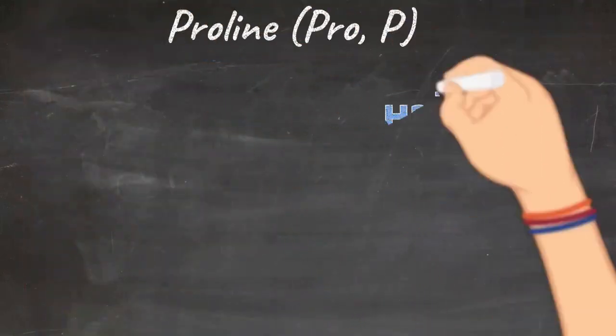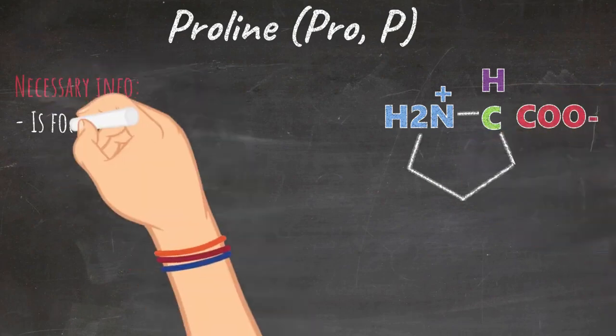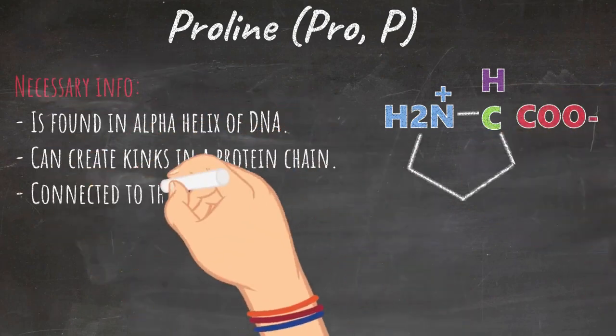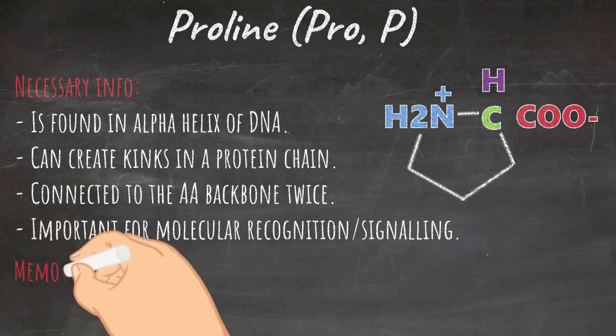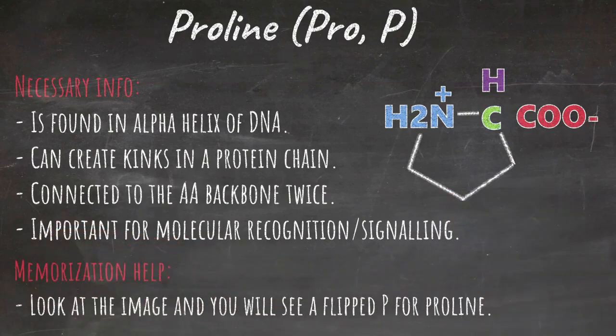Proline is an amino acid often tested on the MCAT because it has a unique shape where the amino acid side chain actually turns back to meet the amino group found in the amino acid backbone. So because of this shape, it can create kinks in a protein chain, and it is important for recognition and signaling within the body. It is also found within the alpha helix of DNA.